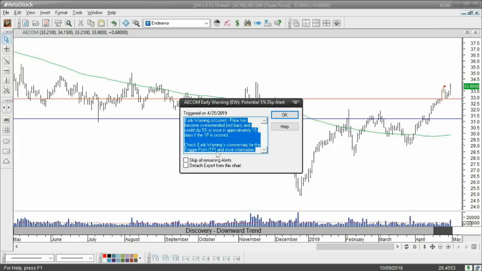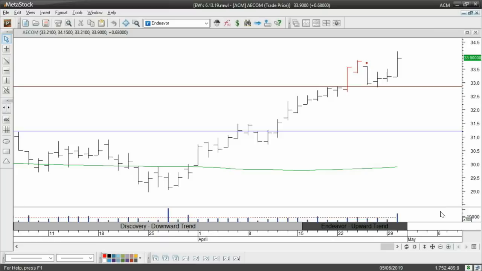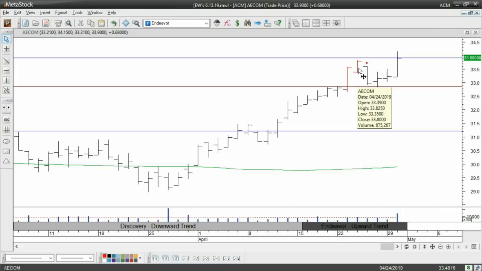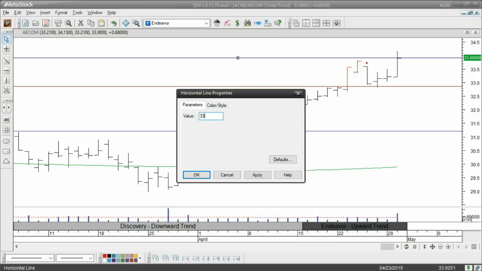We're gonna zoom in. So let's set what would be our potential exit, which is the high of the most recent bar, looking back around 15 days, which is right here. Our high here is 33.82. So that's where I'm gonna put this line, 33.82. Okay.